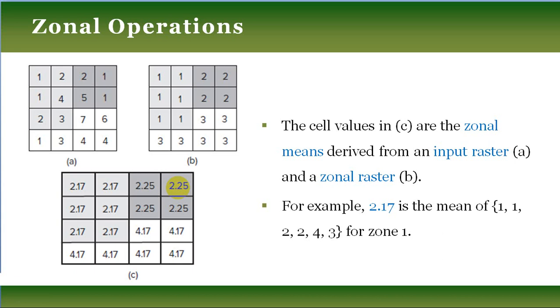Zonal operation is useful in studies of landscape ecology, for example, or if you want to compute the topographic characteristics of different soil textures on the land surface. For example, if you want to calculate topographic characteristics on the land surface, then we can also use zonal operation. Along with that, if you want to study landscape ecology, most of the time we also perform zonal operations.